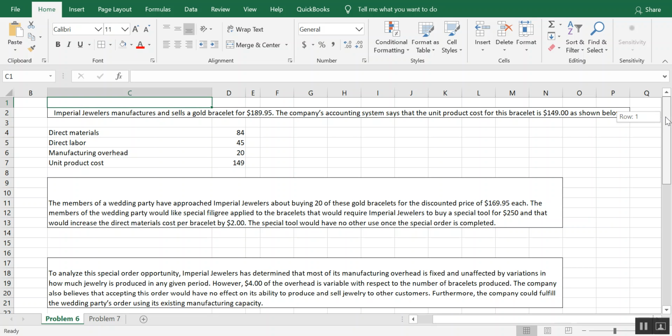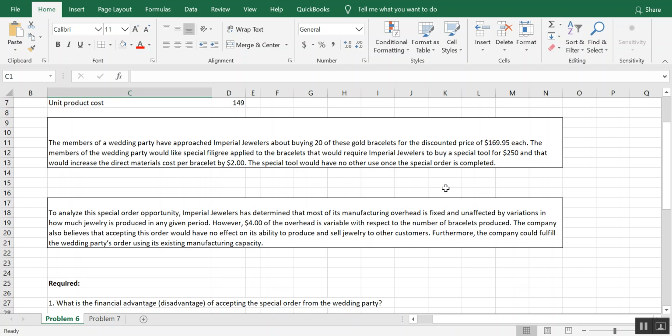Okay, so then coming down into the second paragraph, to analyze a special order opportunity, Imperial Jewelers has determined that most of its manufacturing overhead is fixed and unaffected by variations in how much jewelry is produced in any given period. However, $4 of the overhead is variable with respect to the number of bracelets produced. The company also believes that accepting this order would have no effect on its ability to produce and sell jewelry to other customers. Furthermore, the company could fulfill the wedding party's order using its existing manufacturing capacity.